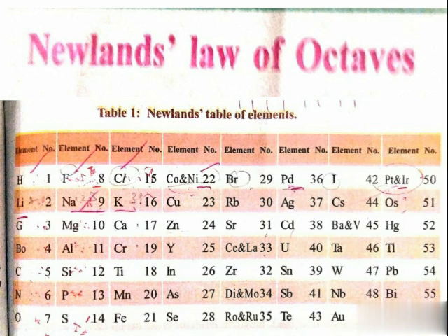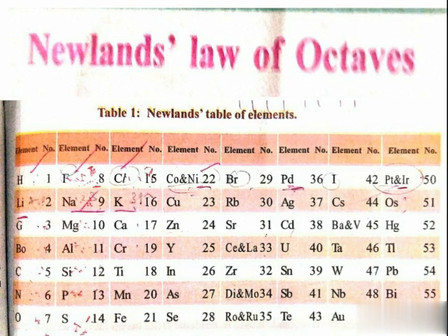Next, if you start from lithium, which eighth element will come? Sodium will come. And taking sodium as the first element, after that which eighth element will come? Potassium will come. Means move down and count 1 2 3 4 5 6 7, the eighth element is potassium. So these have similar properties. Lithium, sodium, potassium have similar properties, he said.